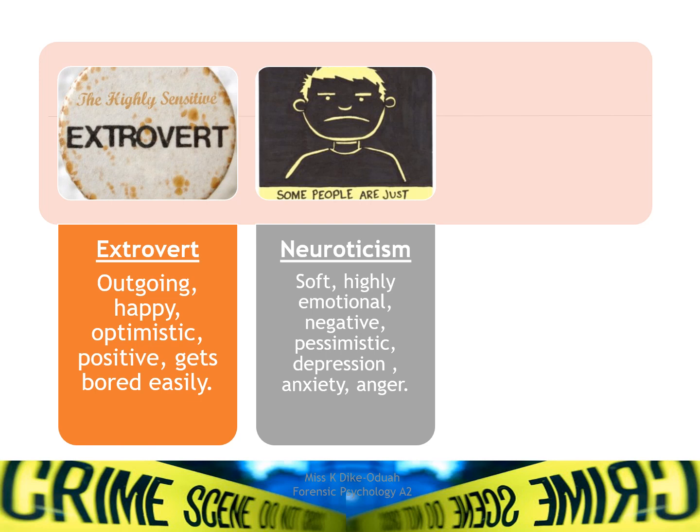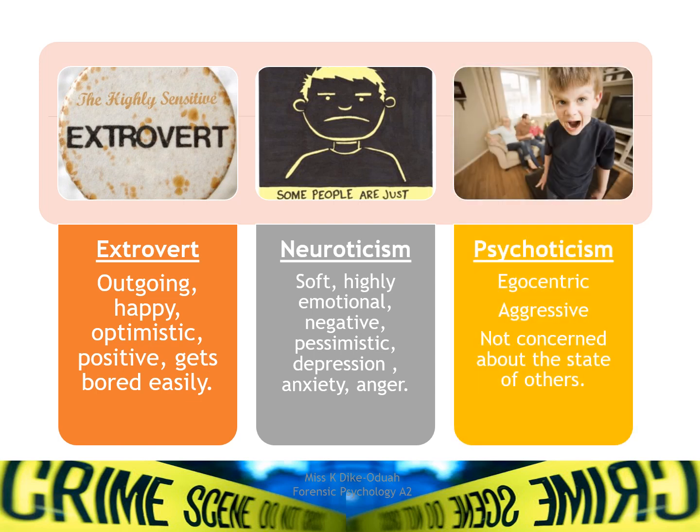Neurotics are often known as being highly emotional, quite soft. They have a negative outlook on life, are often pessimistic, and they're associated with depression, anxiety, and anger. And finally, psychotics are often regarded as being egocentric and aggressive. And just to hone in on that word egocentric, that is to be focused solely on yourself, your own needs, above the needs of other people.